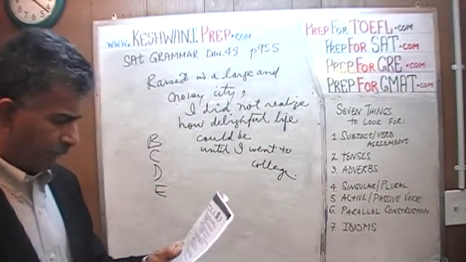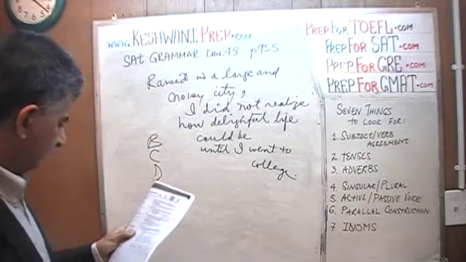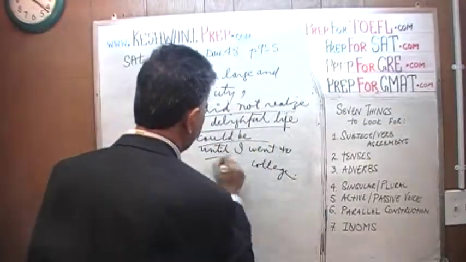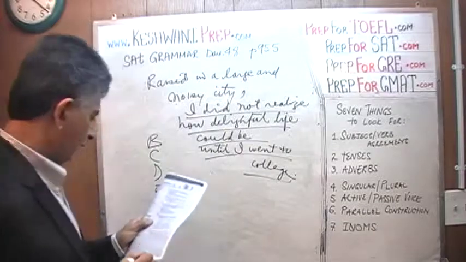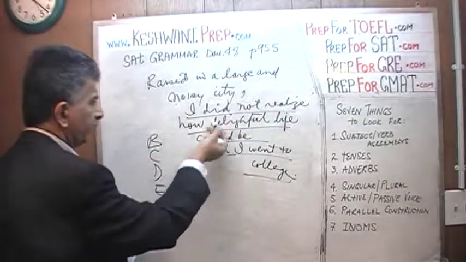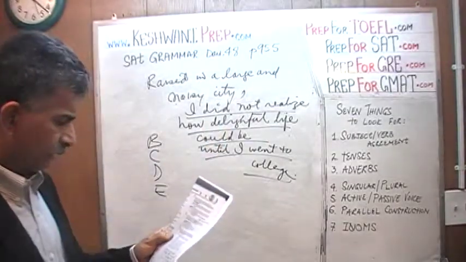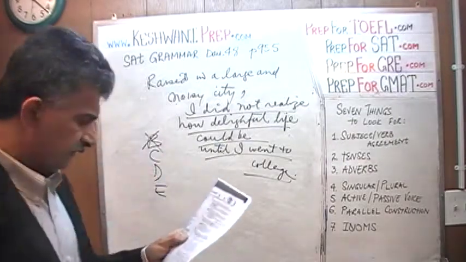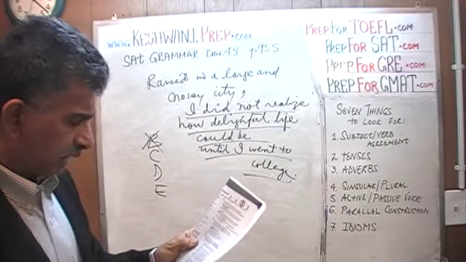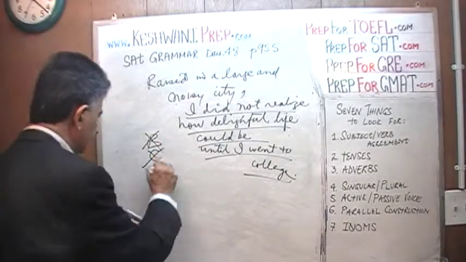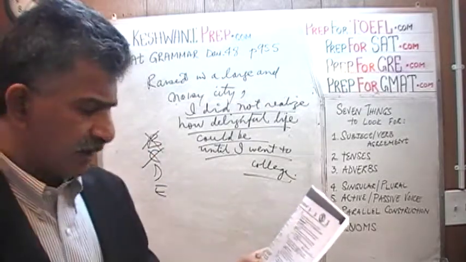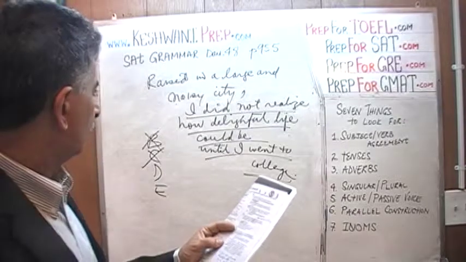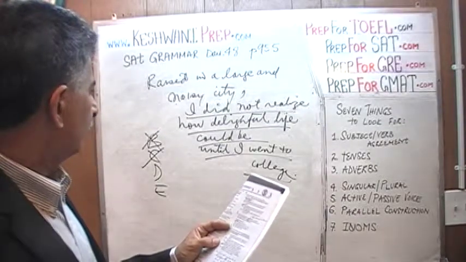B says, when I went away to college, that's not how it starts out. The underlying question starts from here, right after the comma, and it starts out, I did not realize. B does not start out like that. It says, when I went away to college. That's not it. C says, going away to college made me realize. No, that's not it. C says, I did not realize how delightful life in a small town could be.